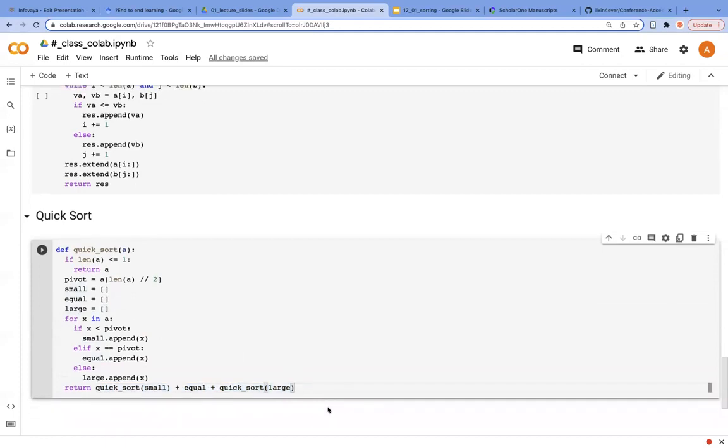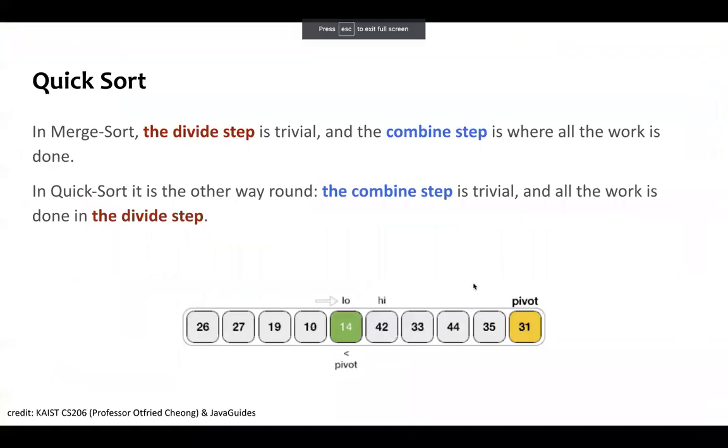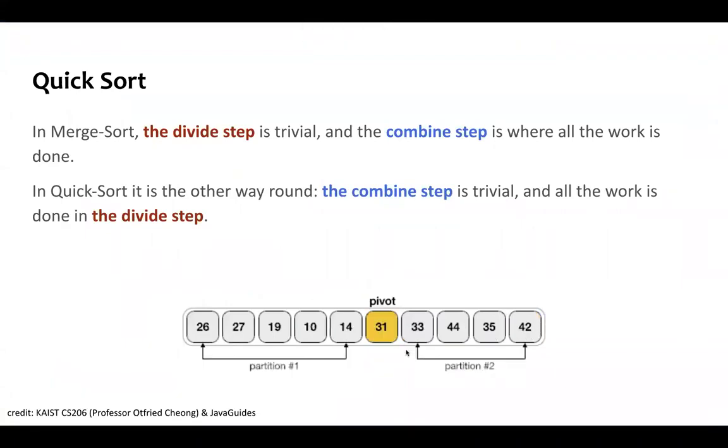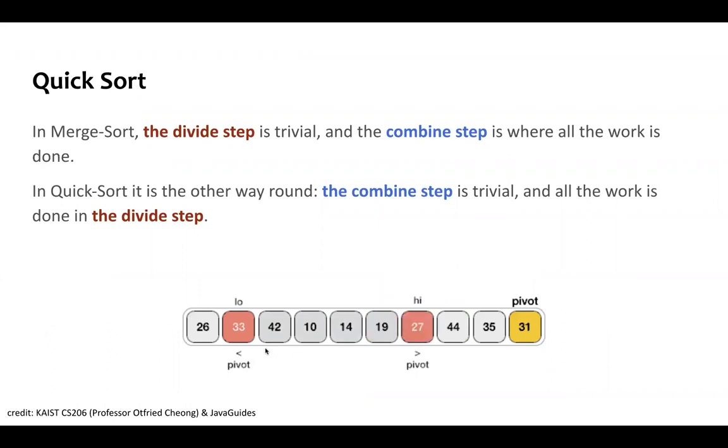So how can you make this in place? One way to make this in place is this figure. So we compare all the values with pivot, and we just exchange some values that are smaller than pivot to the left, and the values larger than pivot on the right. So all the values smaller than pivot will be located on the left half, and all the values larger than pivot will be located on the right.